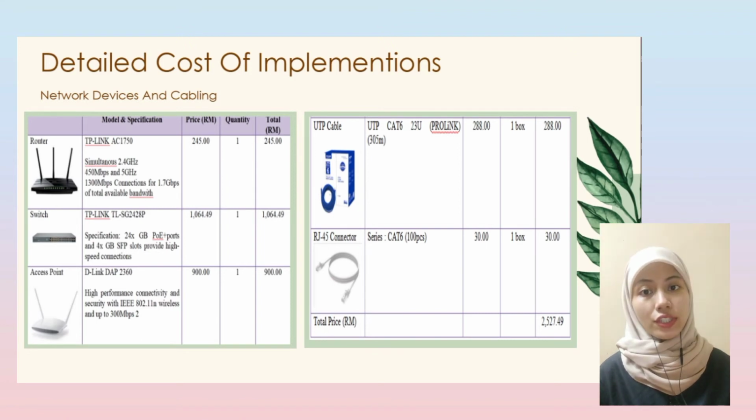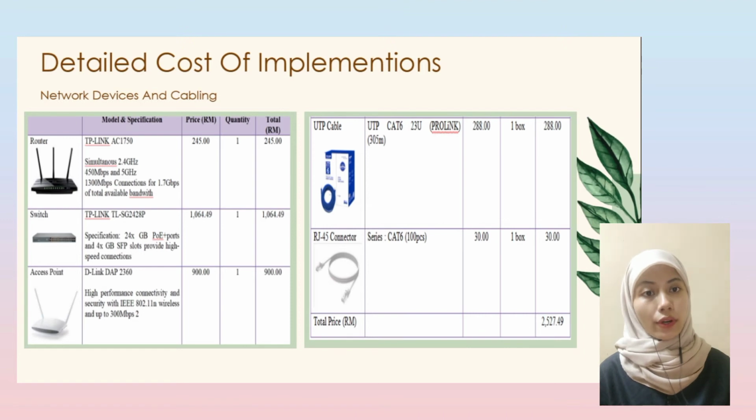Next, for the switch, our team has chosen the TP-Link TL-SG2428P with the specification of 24 gigabit PoE+ ports and 4 gigabit SFP slots to provide high-speed connections, with a quantity of 1, and the price is 1,064 ringgit and 49 cents.